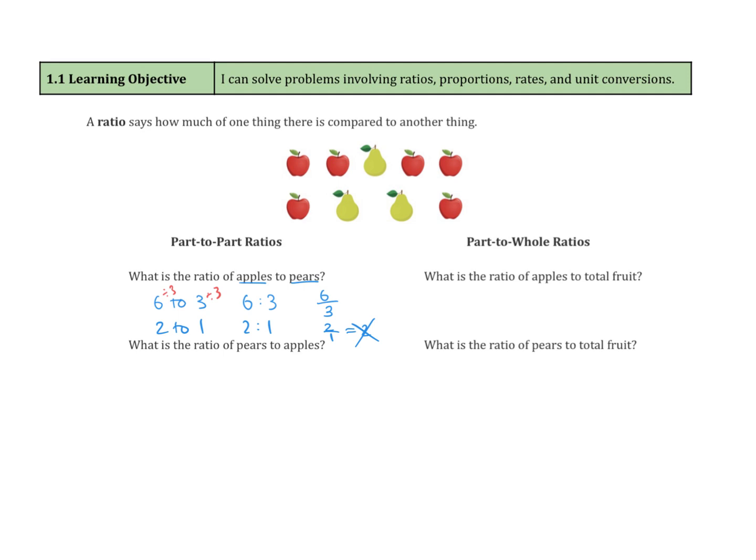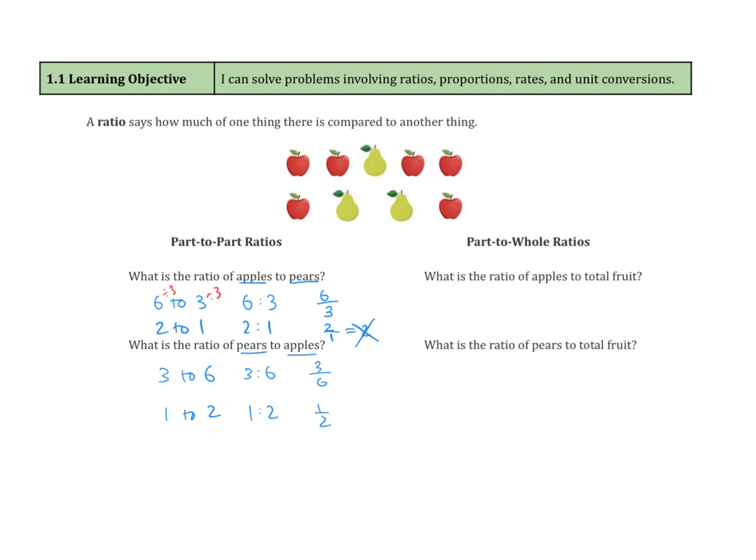In the next one, what is the ratio of pears to apples? This time pears came first and then apples, so we would have to switch around the order. It was 3 pears to 6 apples. And again, we could write that in any of those forms, and we can reduce it, and we would get 1 to 2.